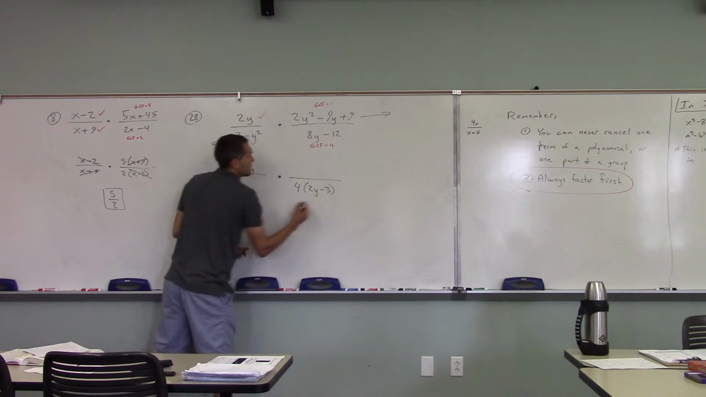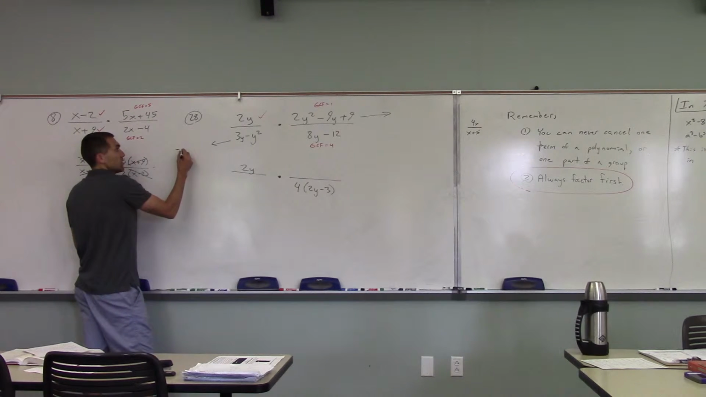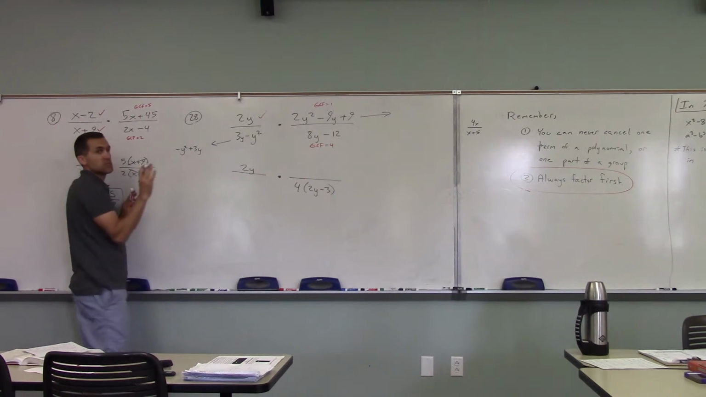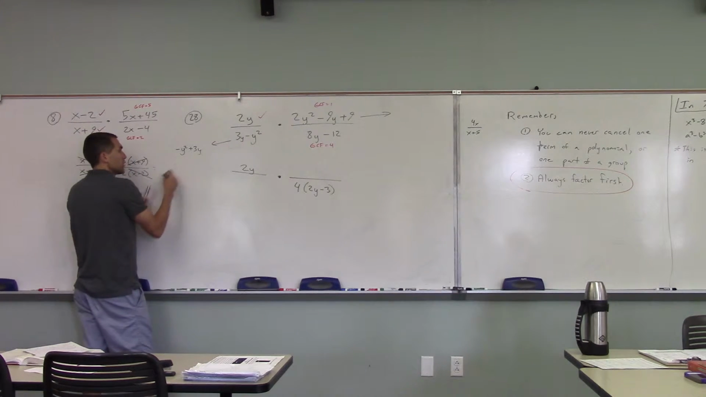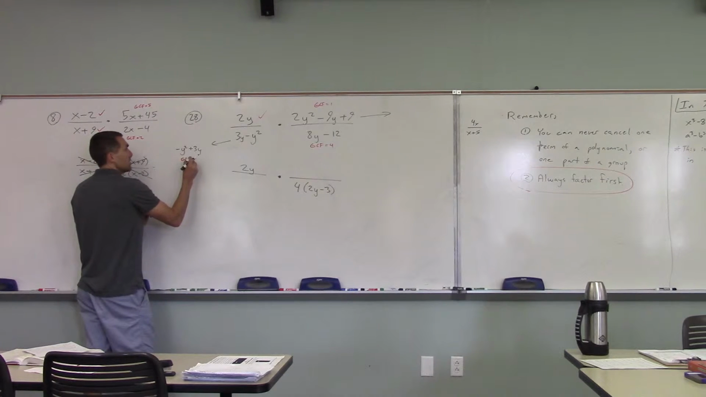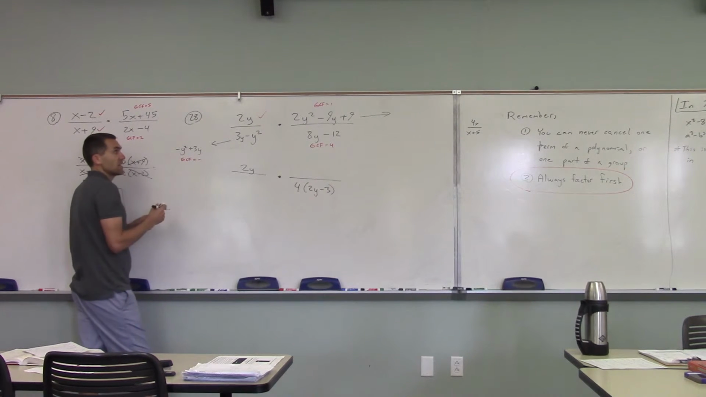That would be negative 1. Well, first it's just negative y squared plus 3y. Didn't change anything, just reordered it. Okay, and now I say, what do I wanna pull out? A negative and a y.